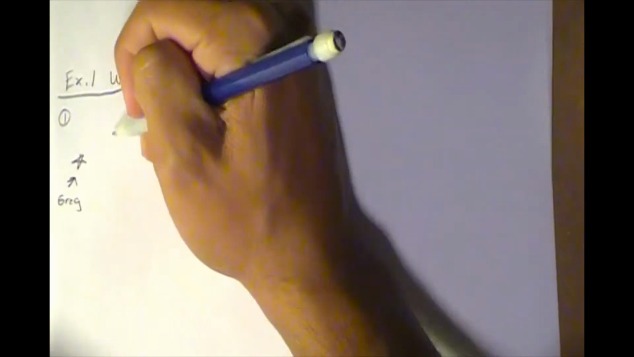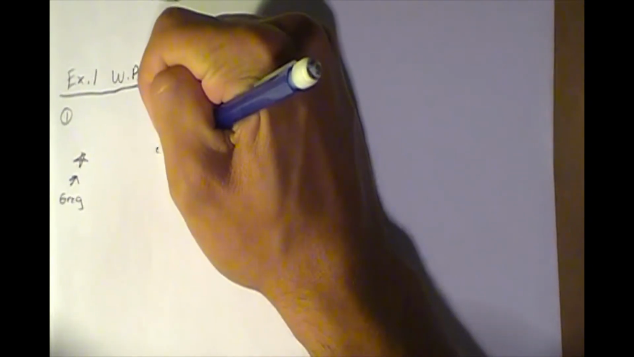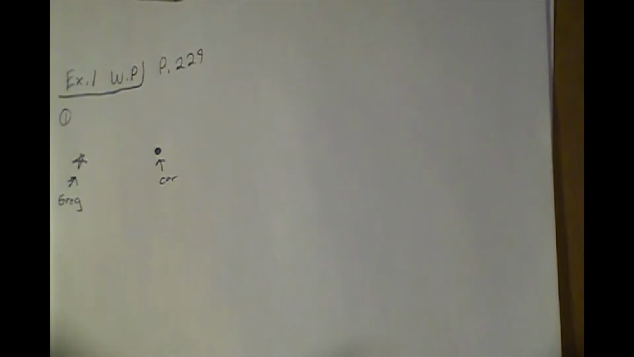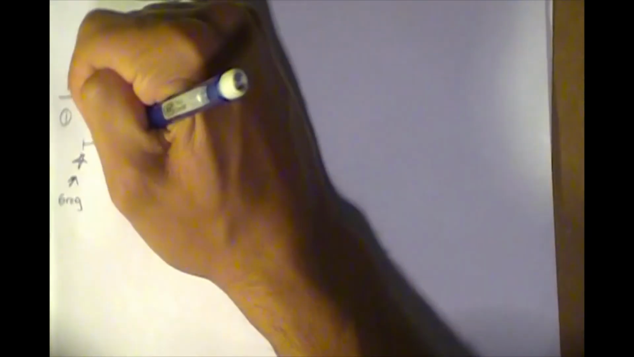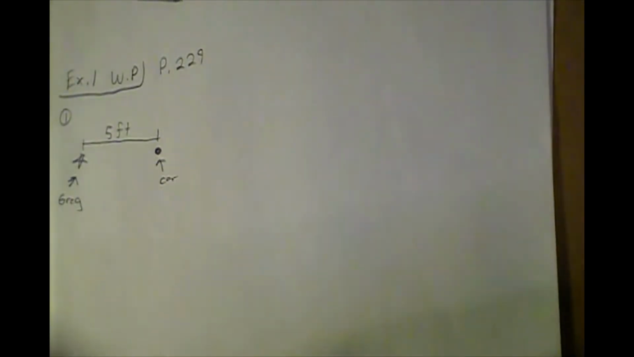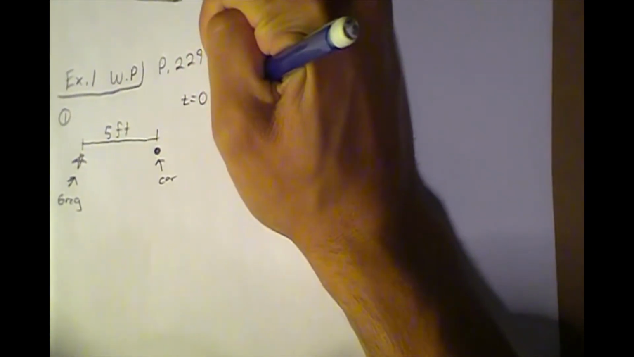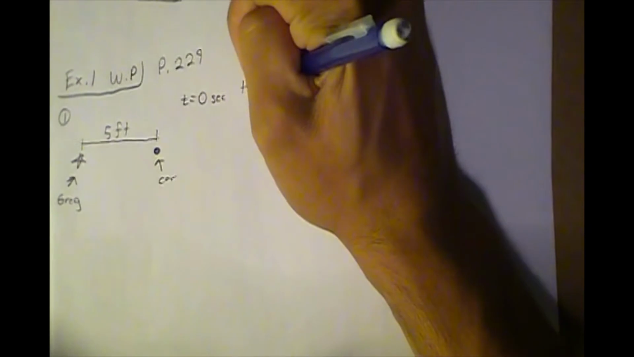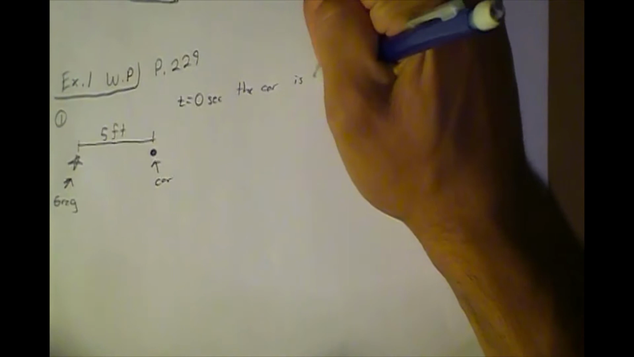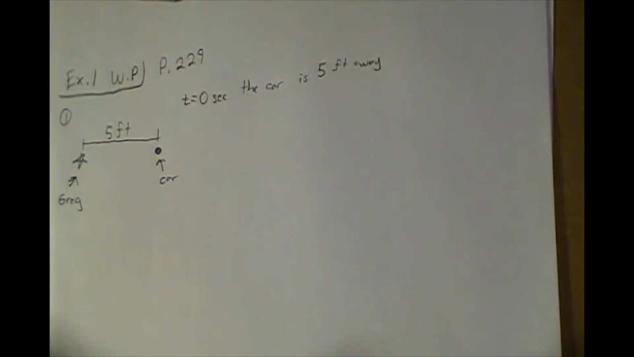Greg is 5 feet away from the car. Let's just draw the car here. So a circle will be the car. He starts the timer when the car is 5 feet away, so I'll make this distance 5 feet. Cool. And we could write this in words now. When time is equal to 0 seconds, the car is 5 feet away. Awesome.